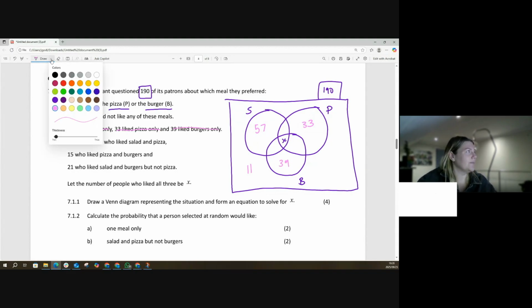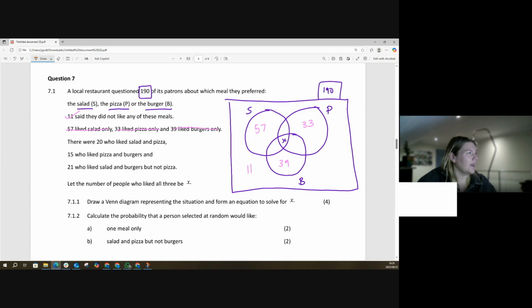Cool. Next. There were 20 who liked salad and pizza, so now this one over here has to be 20 minus x. There were 15 who liked pizza and burgers, so that's going to be 15 minus x. And there were 21 who liked salad and burgers, but not pizza, so that is just 21.